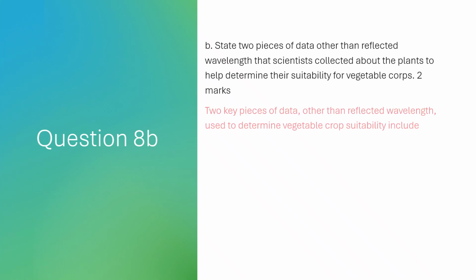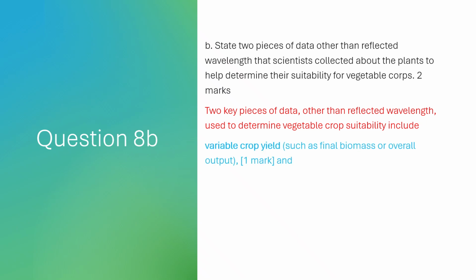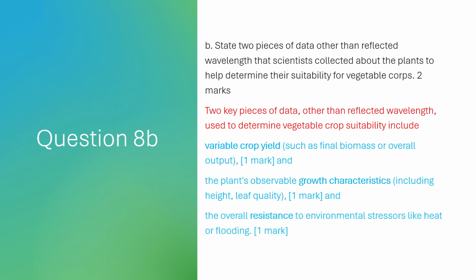Two key pieces of data, other than reflected wavelength, used to determine vegetable crop suitability include variable crop yield, such as final biomass or overall output, and the plant's observable growth characteristics, including height, leaf quality, and the overall resistance to environmental stresses like heat or flooding.